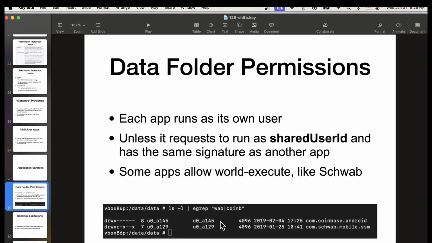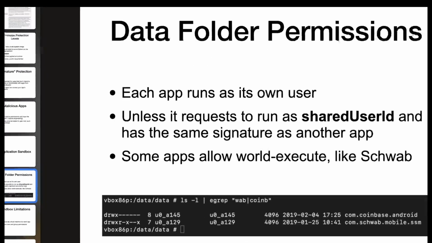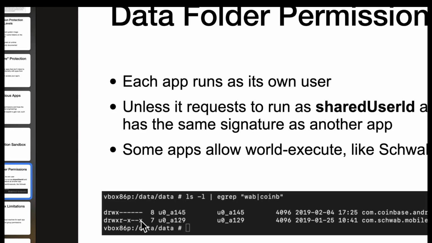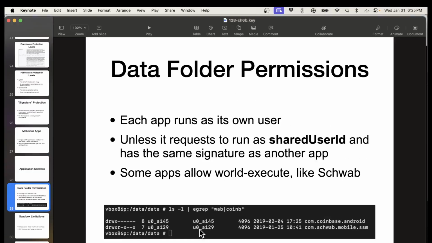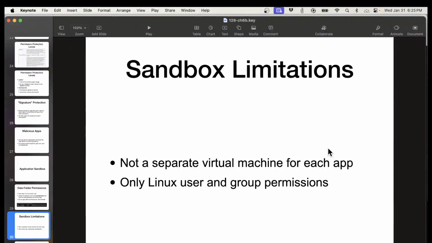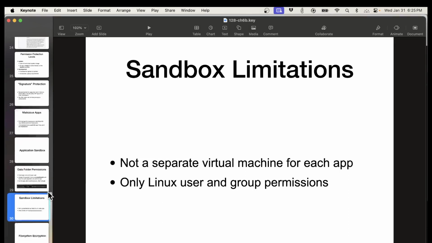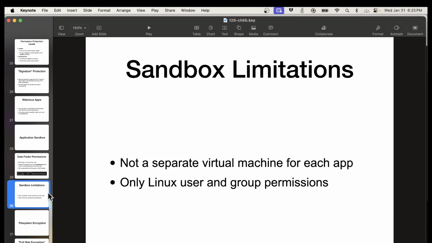And some allow world execute. You notice here the Schwab app can be run by anybody, XXX. These are the permissions, but most of them are the other way: they can only be run by that account. So that's the sandbox. It's not a separate virtual machine. It's just a separate user account for each app, and it uses standard Linux user accounts, so the other users don't have the right to read the data from another app.